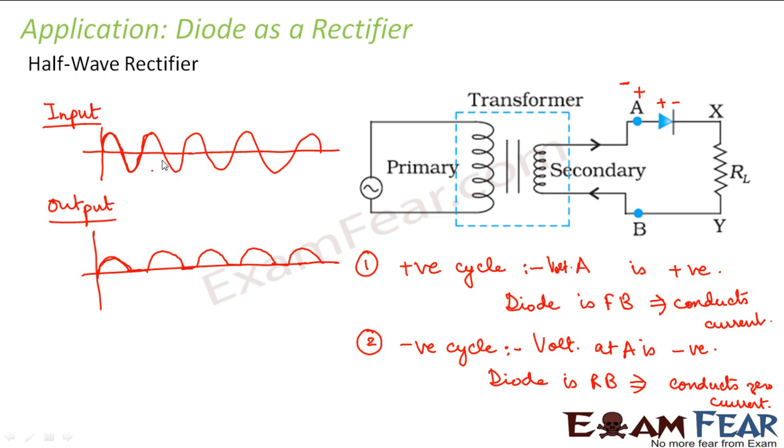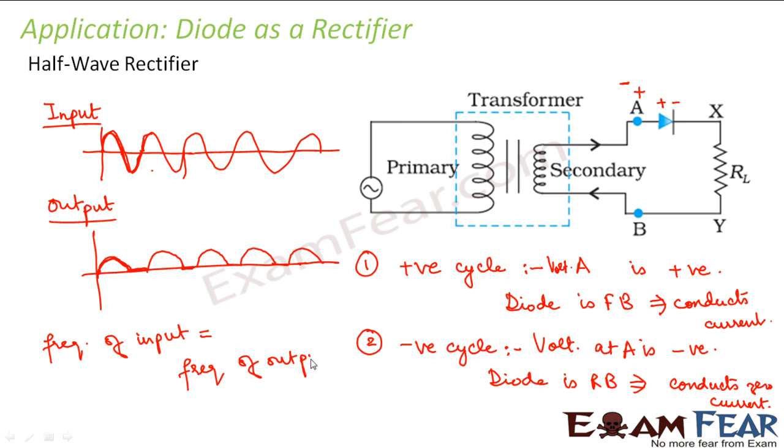The frequency of the input signal and the output signal is the same. See, this is one cycle. This is one cycle. Again, this is another cycle. This is another cycle. So the frequency of the input and output is the same. Frequency of input is equal to frequency of output.